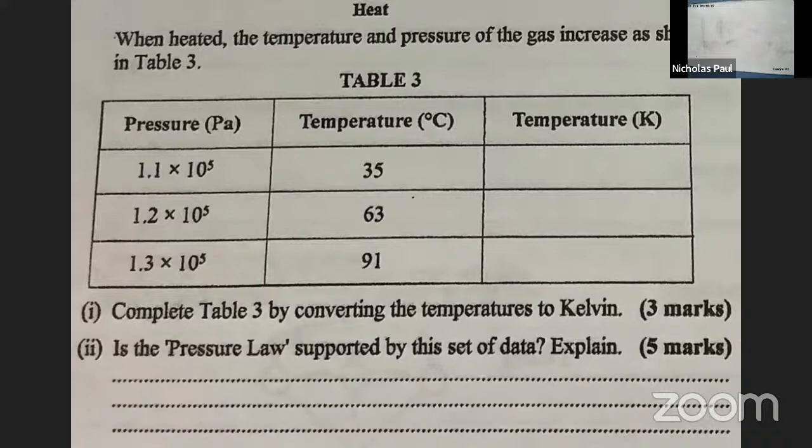Right, so we shouldn't take too long for this one. What is the pressure law? What is the convert to Kelvin here from Karina? What did you get for the first one? How do you convert to Kelvin again? Right, you add 273. Karina, can you help me out here and just tell me the values there?